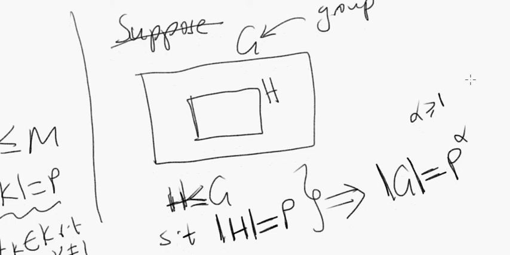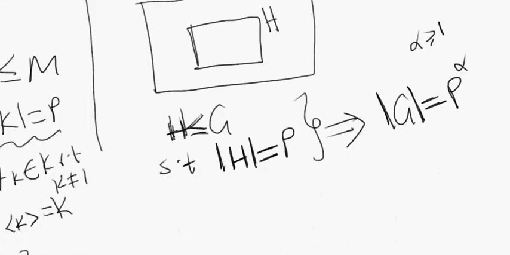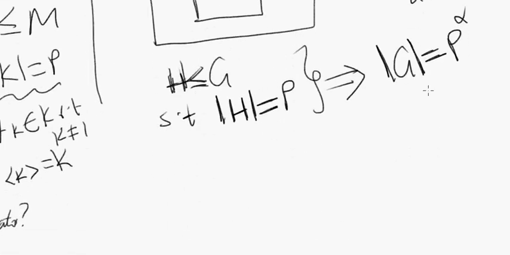That is, if we have a group and it has a subgroup of order p, does that mean that the order of G, the group itself, must be a prime power? Do you think this statement is true, the converse? Okay, how could we decide whether or not the statement is true? Well, maybe could we find a counterexample? Would that work?